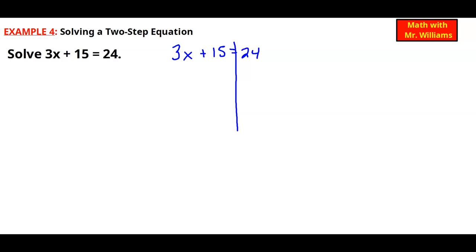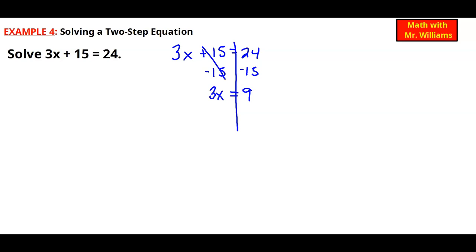Now we're going to cancel out our like terms here. So we have 15 and a 24. They're on opposite sides of the line of equality, so I need to cancel one of them. So in this case, we're going to cancel the plus 15. To do that, we have to use our inverse operation. So instead of adding, we're going to subtract 15 from both sides. So we have 3x equals 24 minus 15 will be 9.